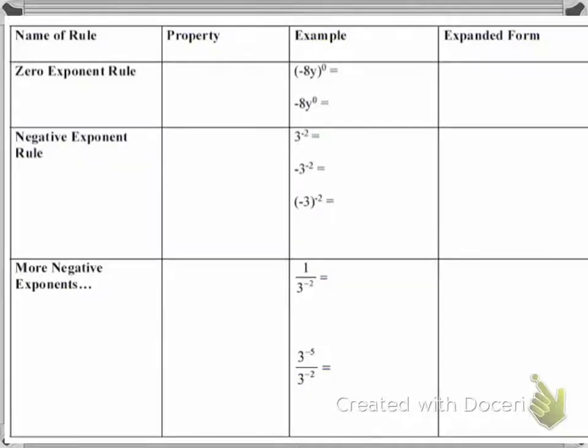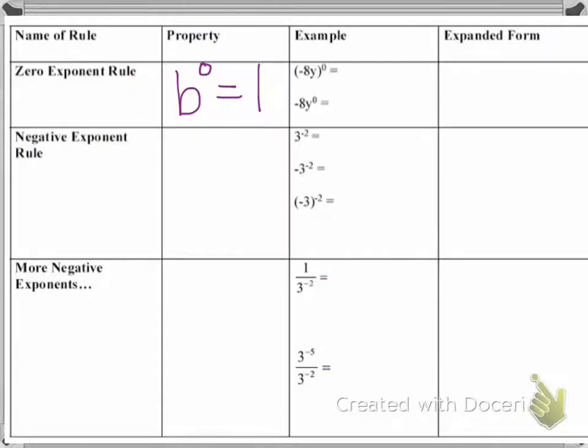In this video, we will look at some more of our properties of exponents, more specifically our zero exponent rule and our negative exponent rules. Let's start with the zero exponent rule. We learned that any base raised to the zero power will always equal 1.